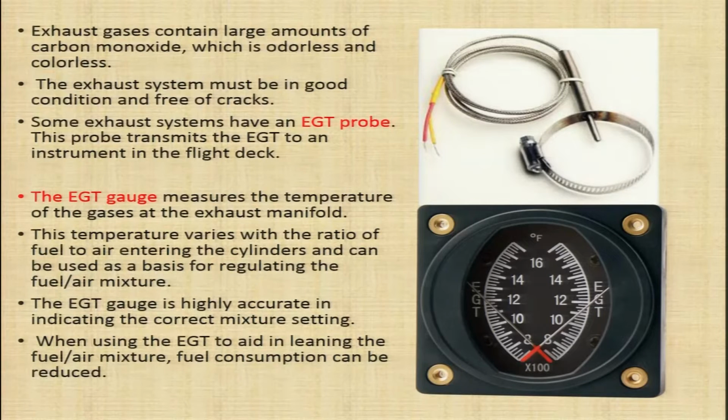The EGT gauge measures the temperature of the gases at the exhaust manifold. This temperature varies with the ratio of fuel to air entering the cylinders and can be used as a basis for regulating the fuel air mixture.